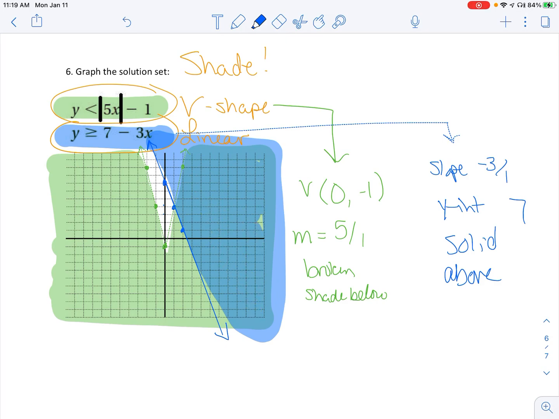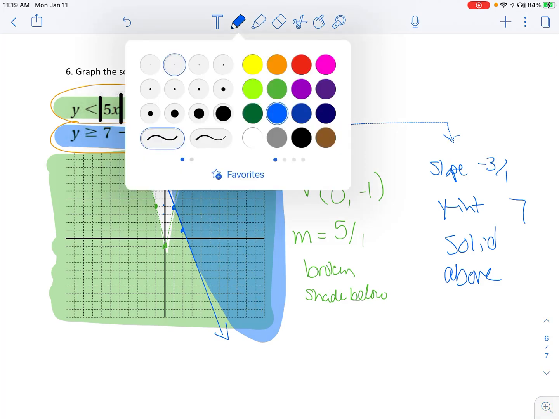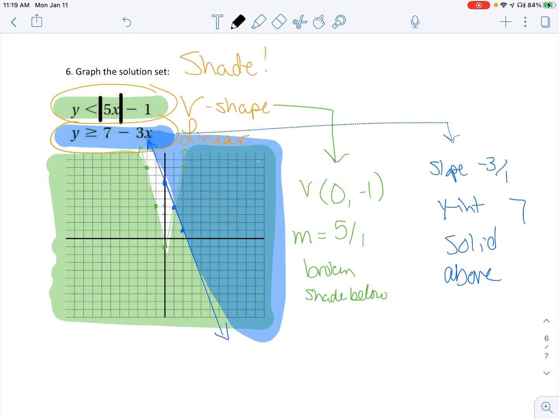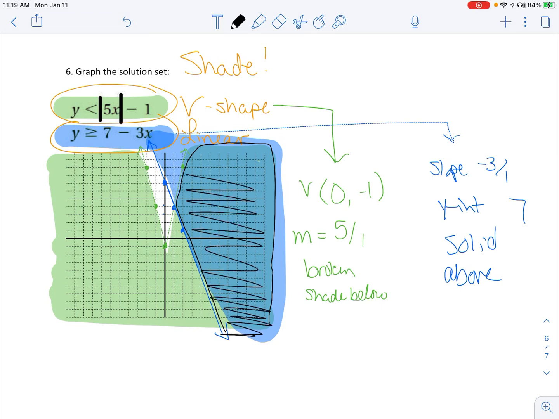The answer, if you want to darken it in, which I would encourage you to do, is where the blue and the green intersect, that pretty teal color. That includes the blue line, but not the green line because the green line's broken. Anything in that double shaded teal area is a solution to both of those inequalities.